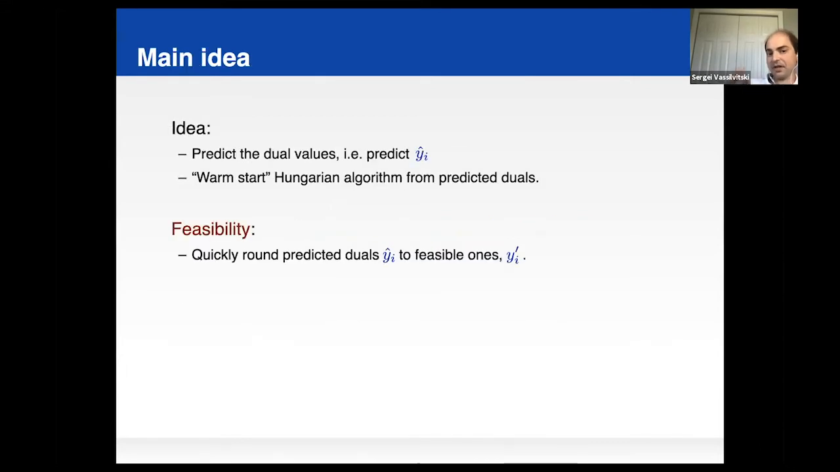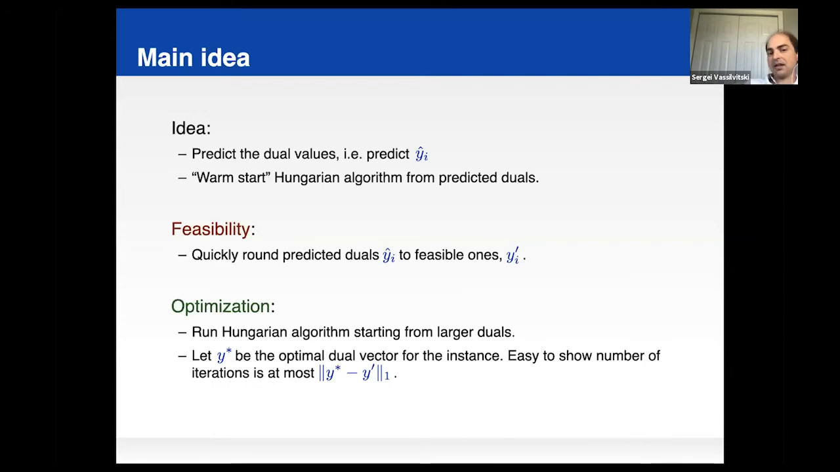OK, great. So feasibility: I'm going to round the predicted duals, the hats, into the feasible ones, which I'm going to call the primes. And the optimization now is going to say exactly what we had in mind this whole time. I've just run the Hungarian algorithm starting from these larger duals. I don't start at 0.